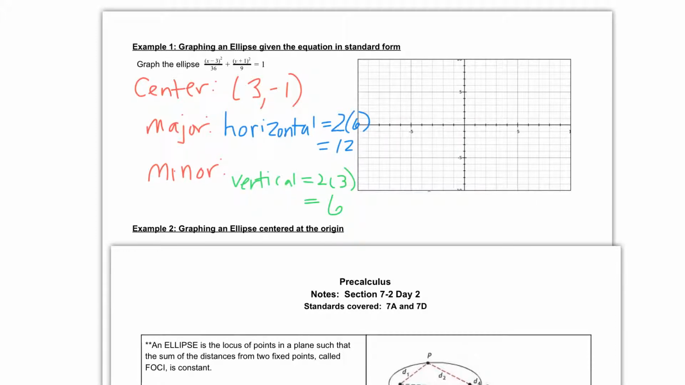Now, in order to graph this, we are going to start at our center, which is at (3, negative 1). So let's plot that center. And then our major axis is our horizontal axis. So our major axis is going to be here. And we want the total length from one end to the other end to be 12, which means we want 6 in one direction and 6 in the other direction. So we're going to grab our pen and count 6 to the right, and plot that point, and go 6 to the left and plot that point.